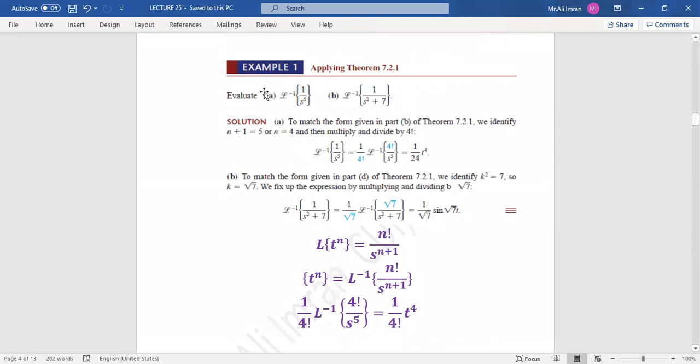Example 1: we have to find the Laplace transform of 1 divided by s power 5 and the Laplace inverse of 1 divided by s square plus 7.